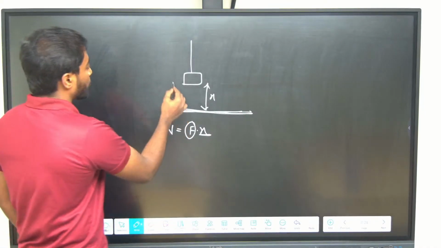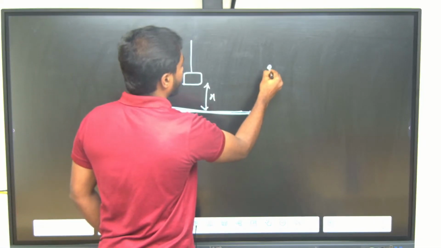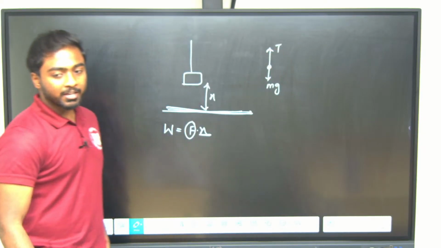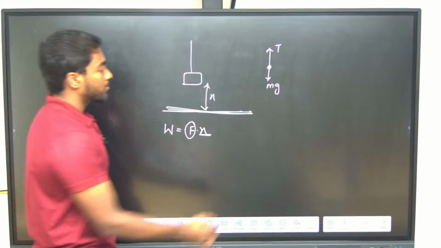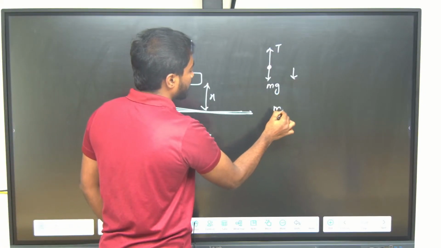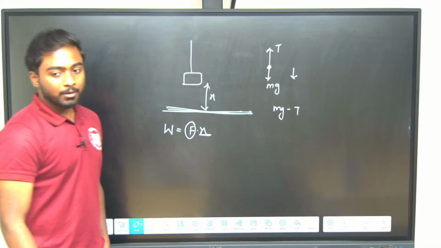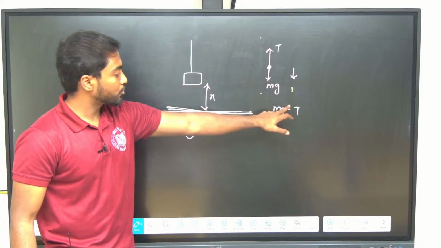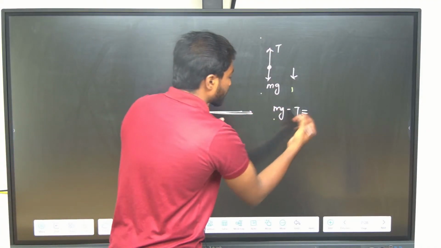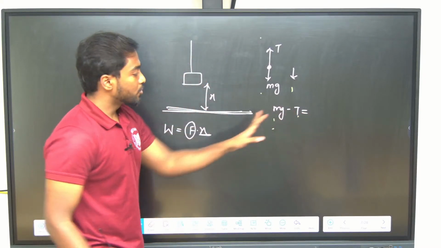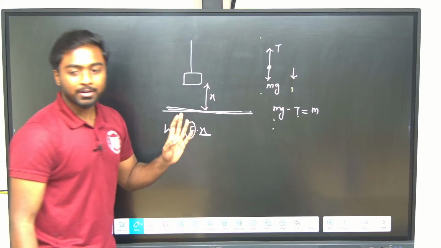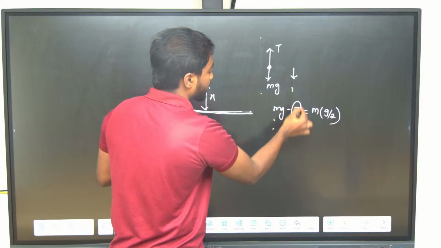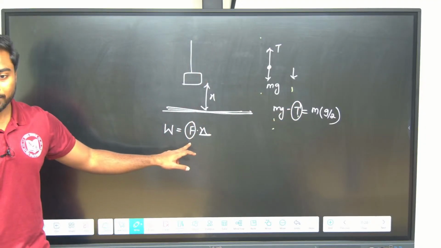If I talk about the point mass, this is mg and this will be my tension. In which direction is the block moving now? Downward. So this is my direction. So mg minus T, the force in the direction of acceleration I should take positive, and the opposite direction force should be negative, should be equal to mass into acceleration. How much have they given? g by 2. So can I get the tension? That's the force here.